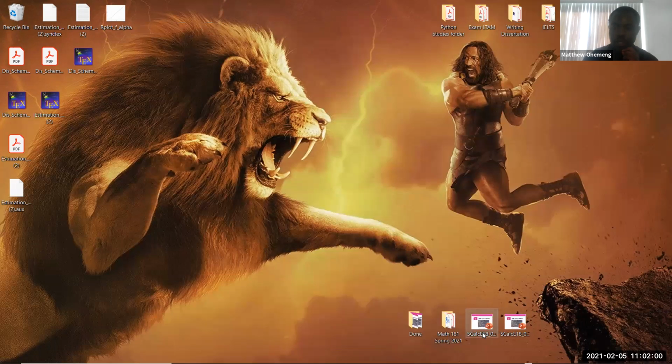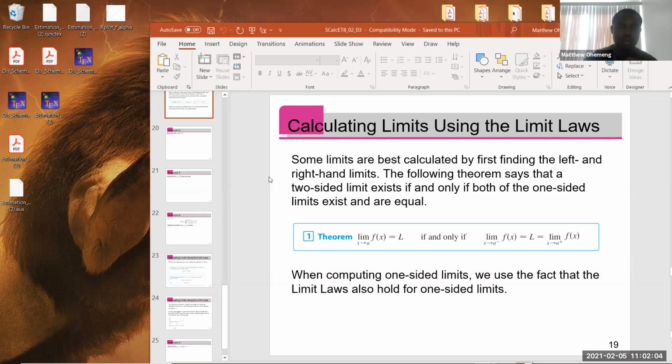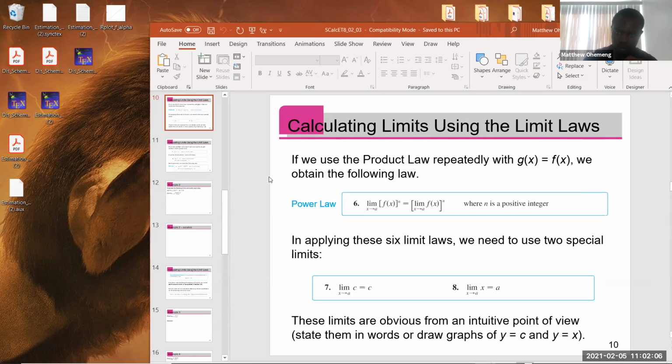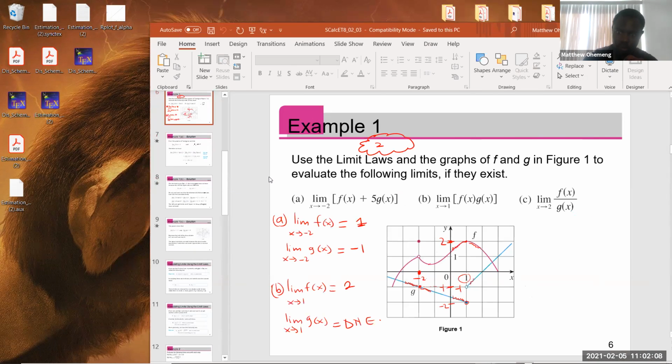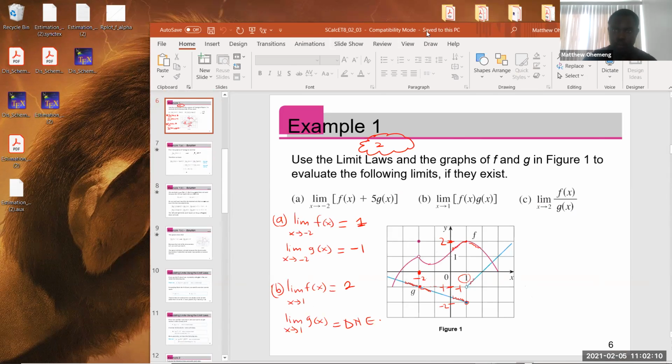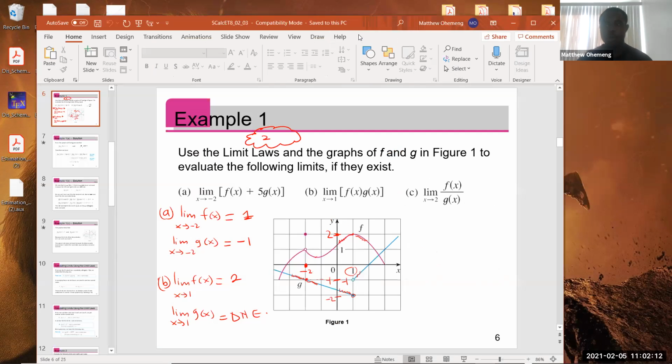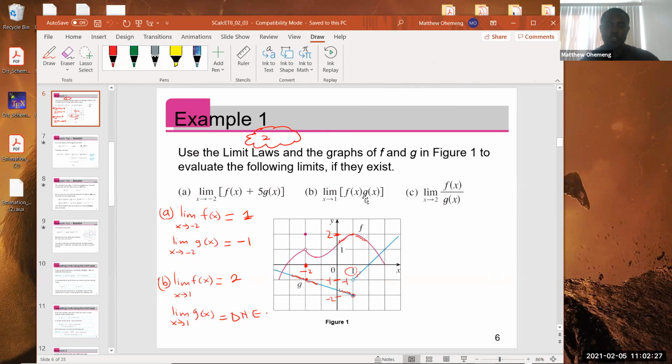Last time on 2.3. Okay, so the last thing we looked at was 2.3, right? We were on question B, example 1, question B. So we started looking at, we were asked to find the limit as x approaches 1 of f of x times g of x, right?